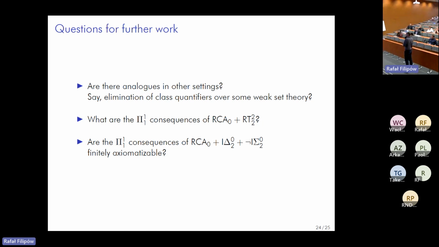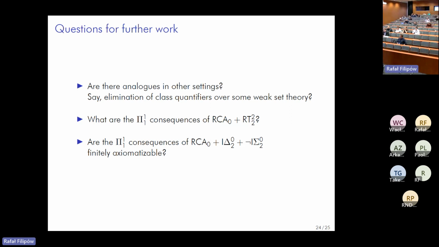Going up one level seems to lose finite axiomatizability. So we do wonder whether there's a maximal strongest set existence statement that gives no new information about numbers over this base theory, over this framework. Okay, I guess I should stop here. So thanks a lot.